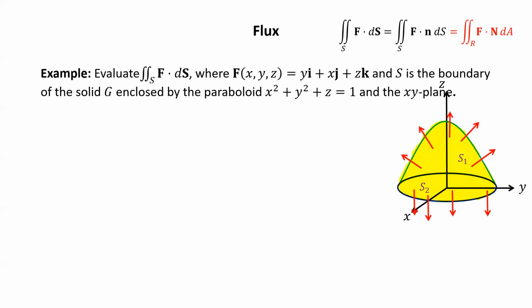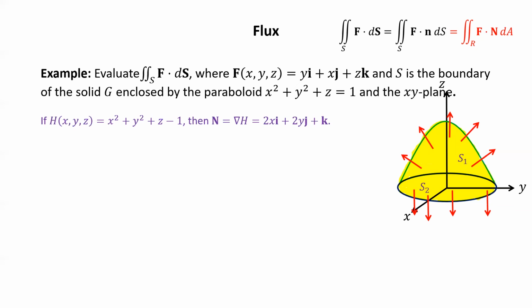So here's a picture of the situation. Here is the solid G. Notice that the solid G actually consists of two surfaces. So S is actually S1 plus S2, where S1 is the paraboloid and S2 is the disk in the xy plane. Notice that the normal vector to the disk is just pointing straight down. Let's go ahead and do S1 first.